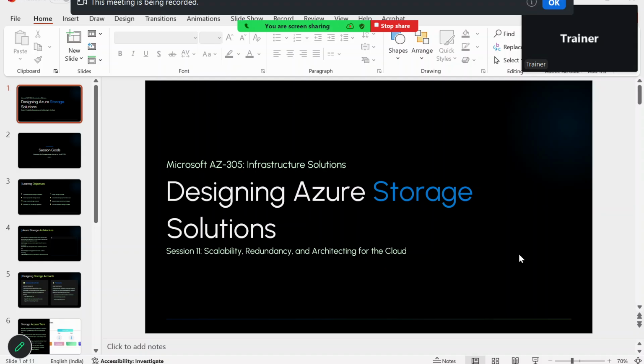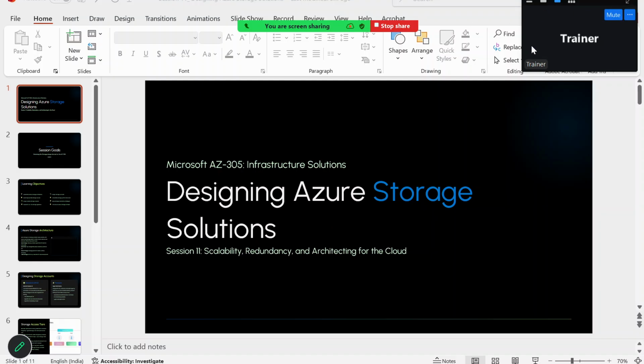Before we begin today's session, let's quickly recap what we learned in our previous session. We covered Azure Virtual Network, that is VNets, subnets, network security groups, Application Security Groups (ASG), Azure Firewall, Azure Bastion, Private Endpoint, Hub and Spoke Architecture, VPN Gateway, and ExpressRoute.